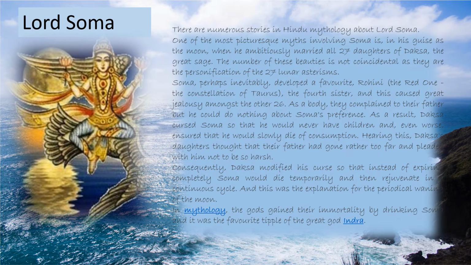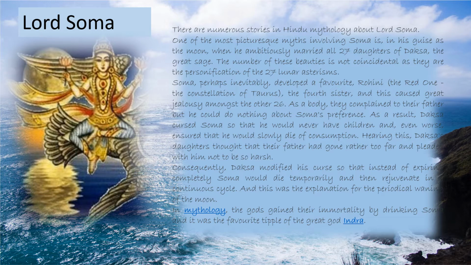Lord Soma, also known as Chandra, is Lord of the Moon, and he is the deity here in Mrigrashira Nakshatra. There are a lot of stories or mythologies in the Hindu religion about Lord Soma, but one of the most told stories is that of him and his marriage to the 27 daughters of Daksha. The 27 daughters symbolize the 27 nakshatras.